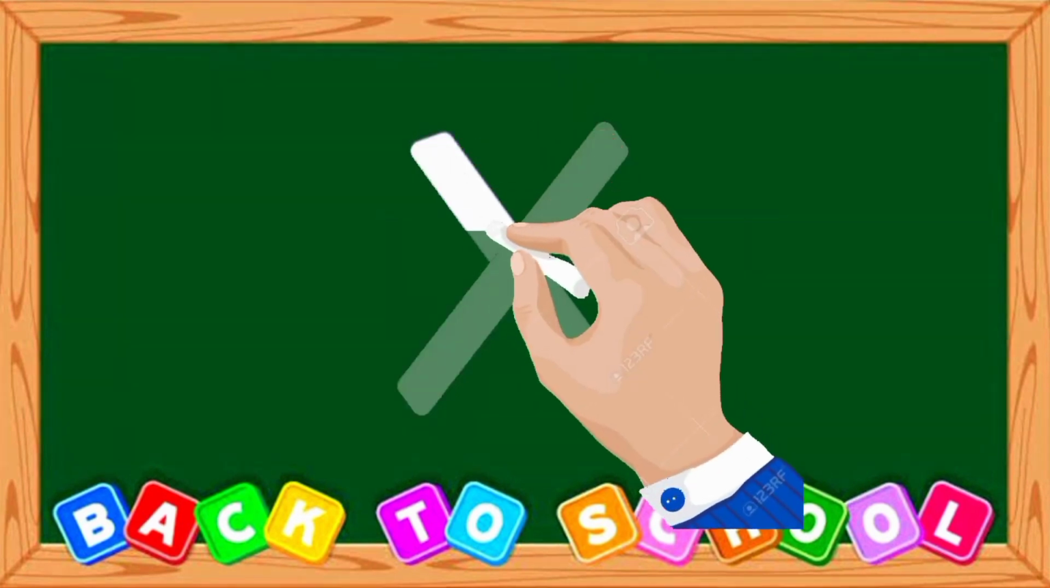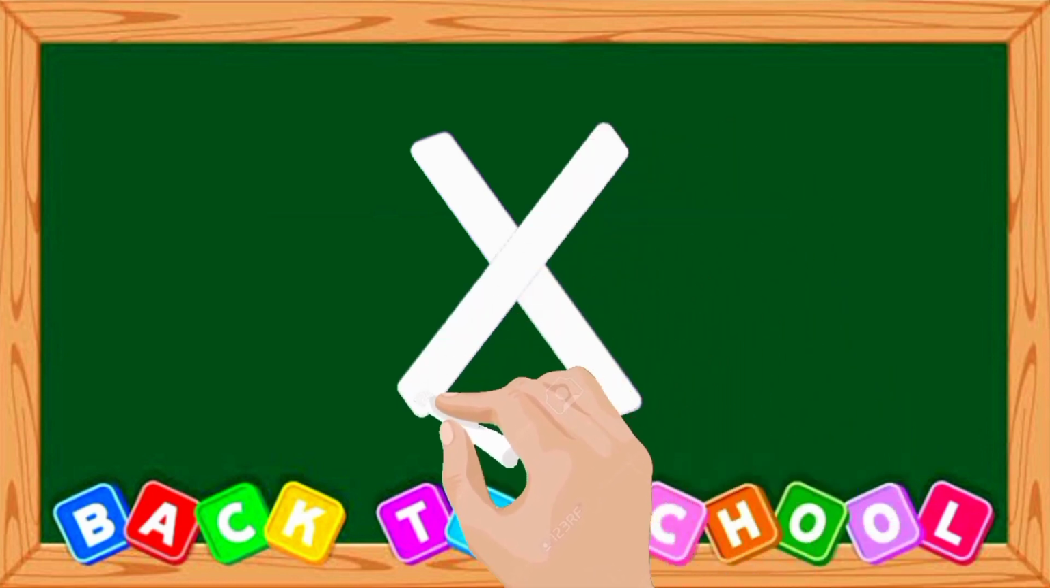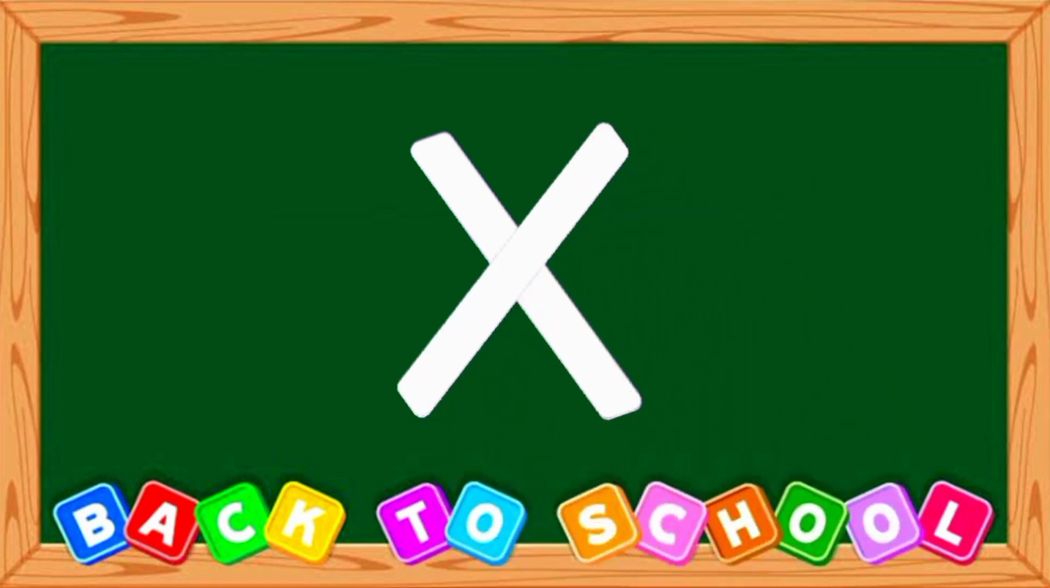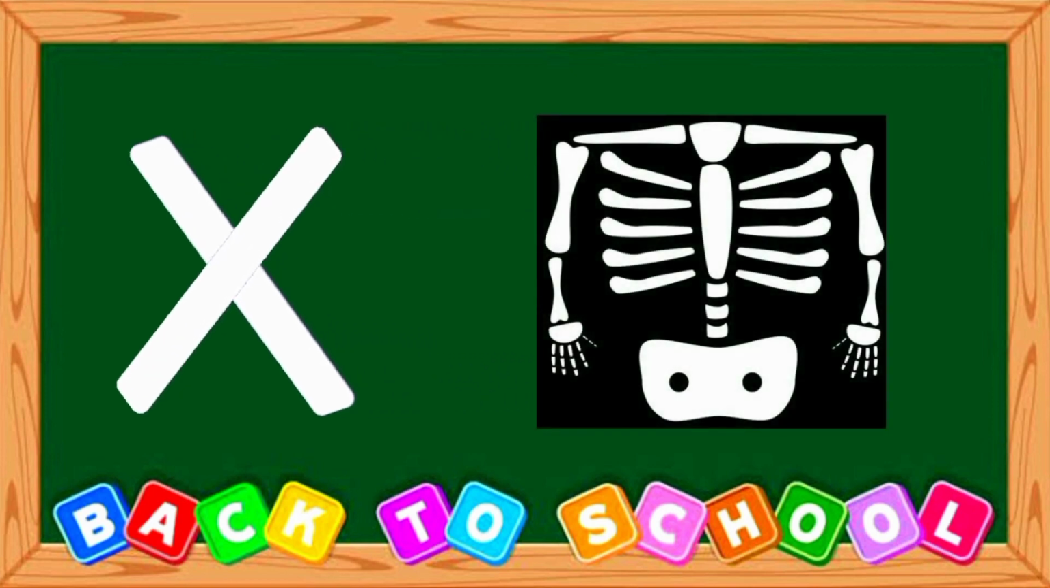Letter X. Two slanting lines crossing each other makes my letter X. X says X. X as in X-ray.